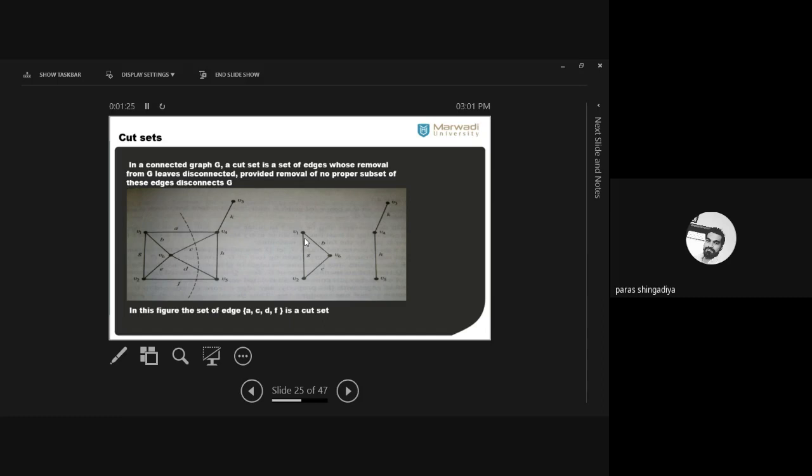Okay, so that part we had finished in the last lecture, and after that we also completed the cut set concept in the last lecture, I think. Okay, so let's quickly revise this concept. What is the meaning of cut set?